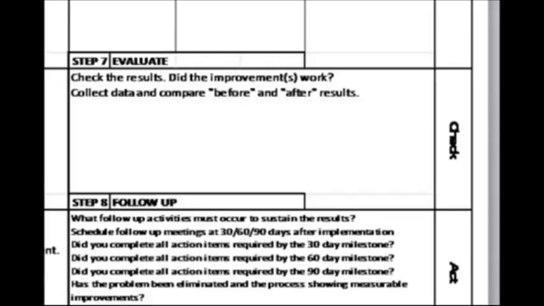If you didn't, then you need to go back through the process again and ask, where did we make a mistake? Where did we not get the right information? Where did we not recognize the correct root cause? Were we looking at symptoms as opposed to root causes, or did we put the wrong countermeasures in place, and so on? That's what you really need to do at this point.